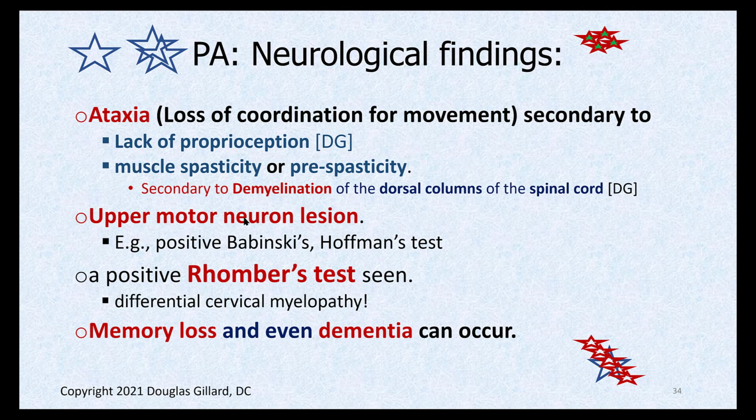They may have upper motor lesion signs, like Babinski's and Hoffman's test might be positive. Those tests will never be positive in anybody with a simple disc herniation. Romberg's test, maybe, I don't know if you guys know that one yet or not. I do that one all the time on patients through the camera.